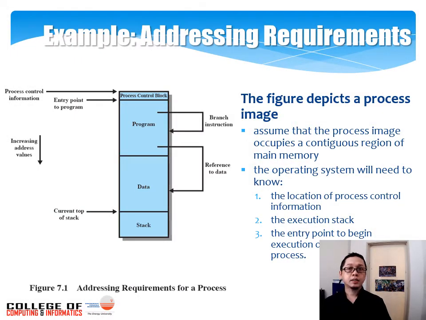To illustrate the complexity of this process, just look at the diagram in this slide. Imagine this is a representation of a process image where you have the program information, the data information, and also the stack information related to a process. This process information needs to be relocated according to the needs of the process instruction. So there is the information of the location of process control information, the execution stack, and the entry point to begin the execution of the process.